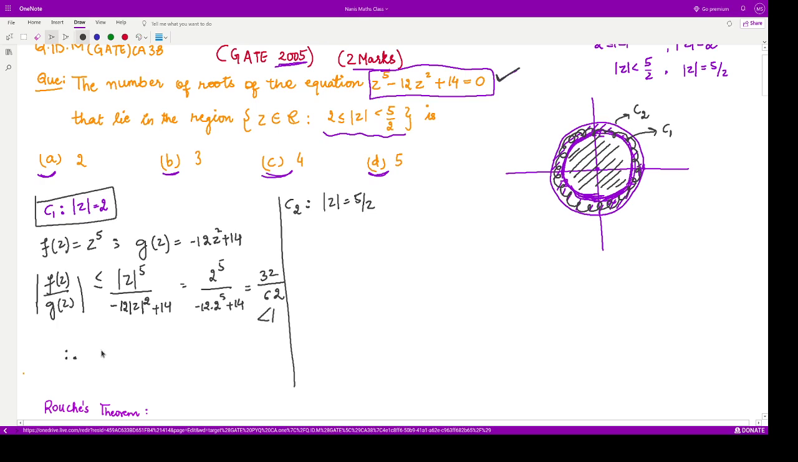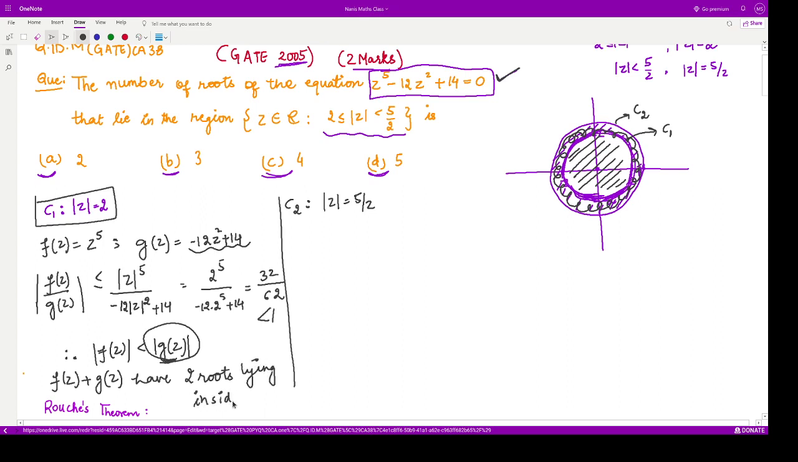Therefore in this case we obtain mod of f of z strictly less than mod of g of z. What was g of z? G of z was this polynomial. So accordingly f of z plus g of z, by Rouche's theorem, would have the same number of zeros as g of z, and g of z has power 2. So that means this has 2 roots lying inside C1. So we got the number of roots that lie inside C1.